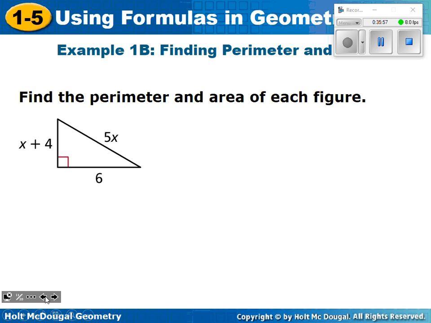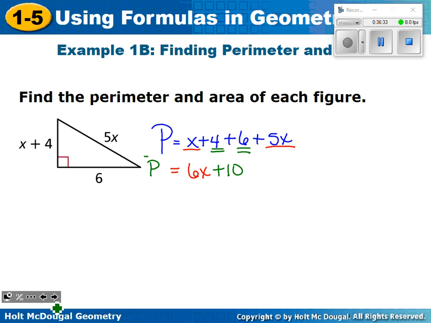So this is the next question on your notes, right? It says find the perimeter and the area of each figure. So let's start with perimeter. What do we do to find the perimeter of the triangle? Just add all the sides. So we're going to add x plus 4 plus 6 plus 5x. And we're just simplifying our answer. So what can we combine there? x and 5x to get 6x. What else can we combine? It's 4 and 6, and we get 10. So the answer is just 6x plus 10.